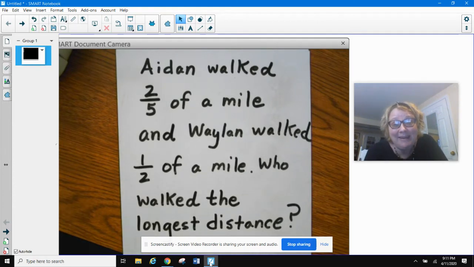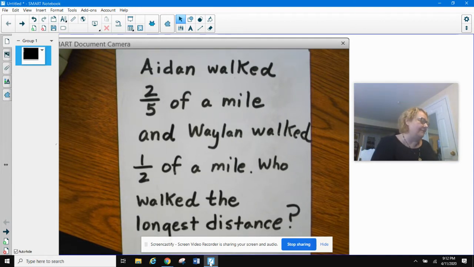Well, this is a comparison problem. It would be similar to if we said Aiden walked 1 mile and Waylon walked 3. Who walked the most? The guy who had the highest quantity. But this time we're going to have to compare fractions. And unfortunately, the numerators aren't the same and the denominators aren't the same. So we are comparing unlike denominators. How do we go about solving this problem?